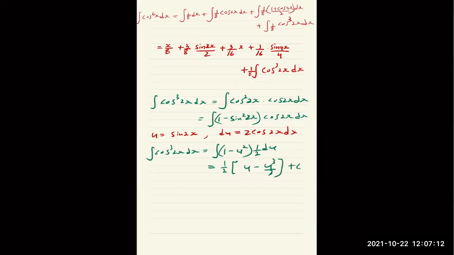Plus a constant. So if you back substitute for u, you get 1/2 times sine 2x minus sine cube 2x divided by 3 plus a constant. That's what you get.